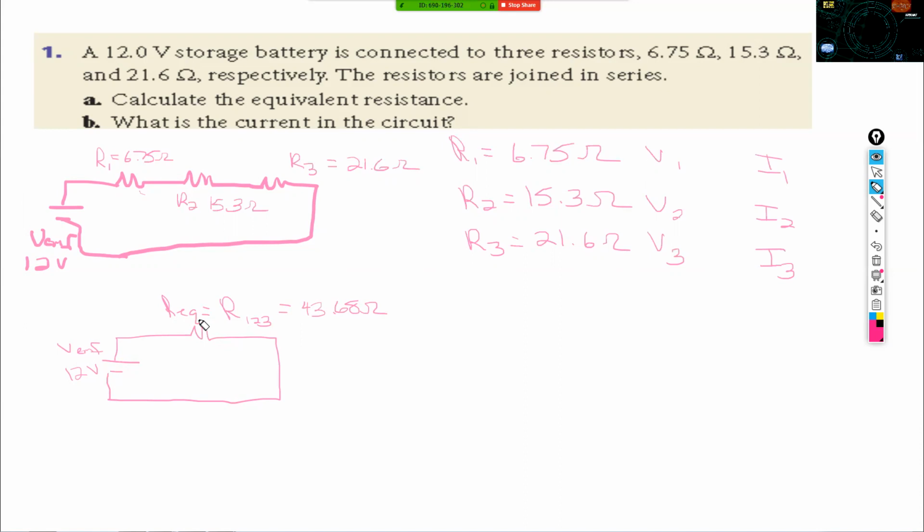Now I know the equivalent resistance, voltage. I need to find the missing third part. And you're kind of always looking for that missing third part. So you're going to use Ohm's law. Again, that's usually EMF, the equivalent current, and the equivalent resistance. So that's 12 over 43.68. And the equivalent circuit, or current, sorry, through that is going to be 0.27 amps.